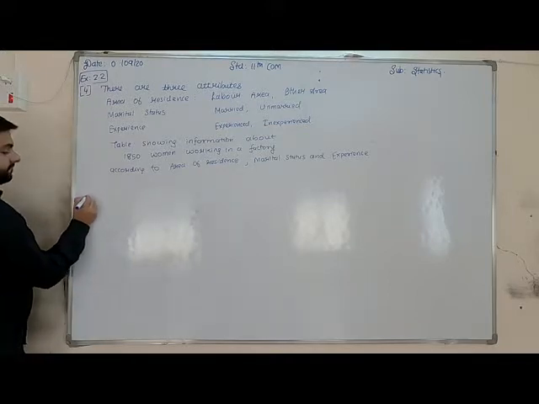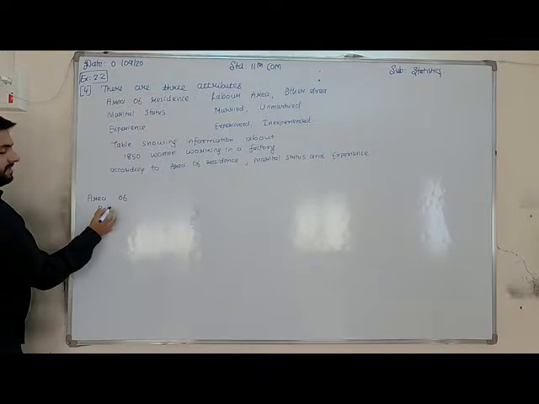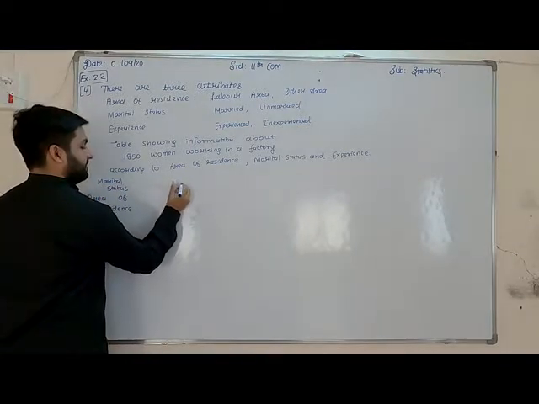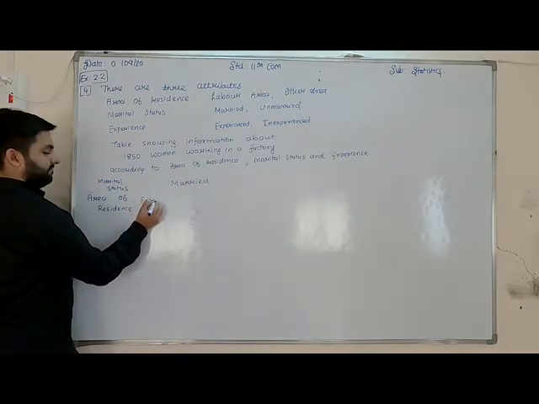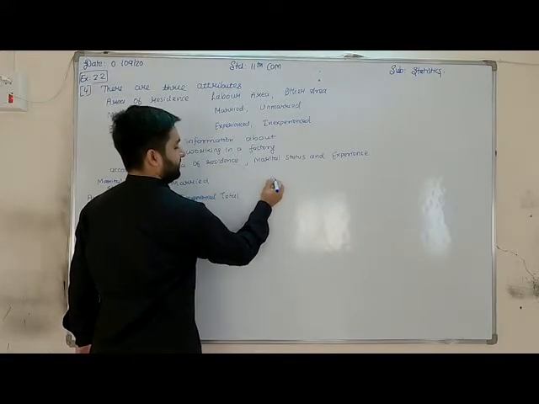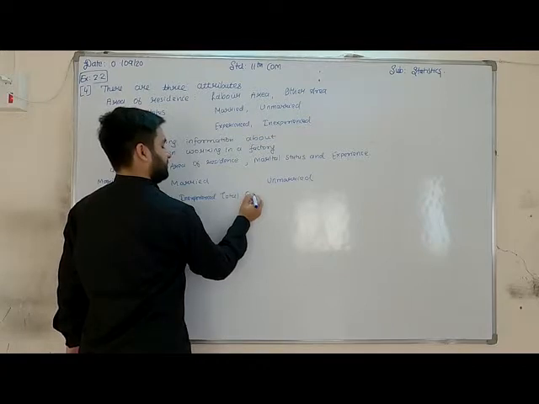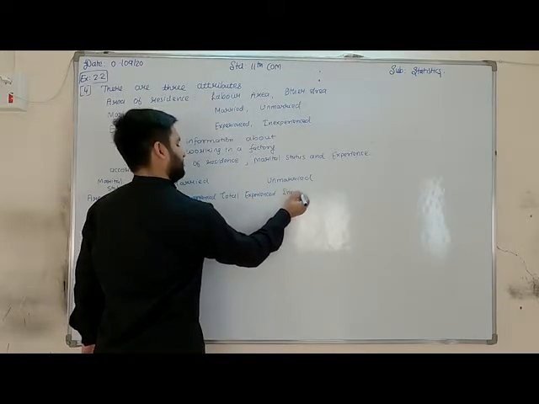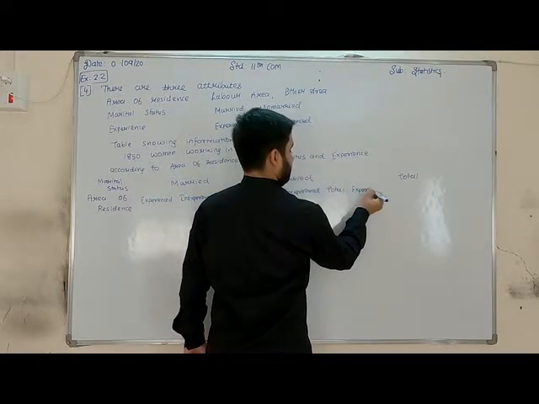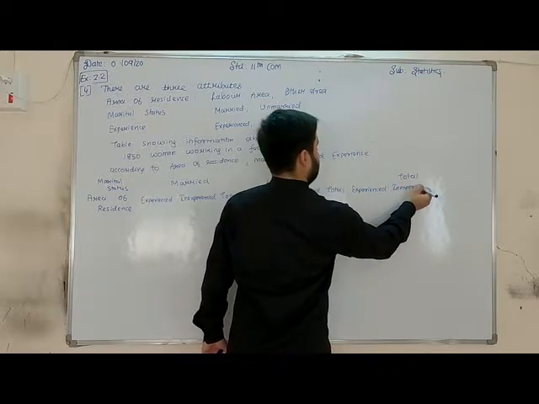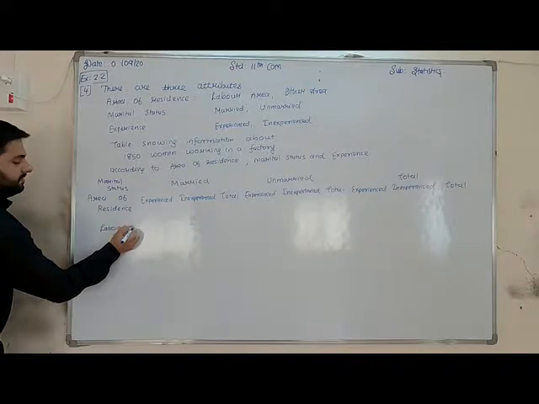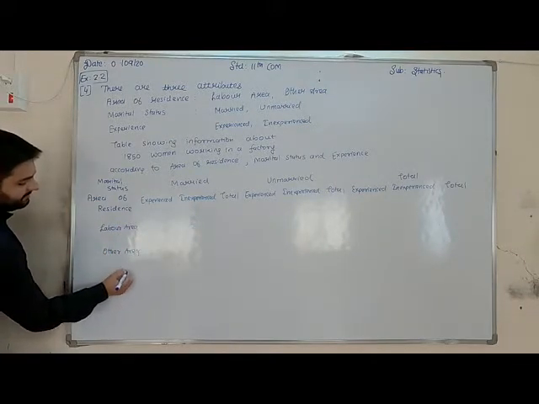Okay, so we are drawing area of residence, then here it will be marital status, then here married, in that experienced, inexperienced, total, then unmarried, in that also experienced, inexperienced, total, then grand total, experienced, inexperienced, total, then labor area, other area, total.